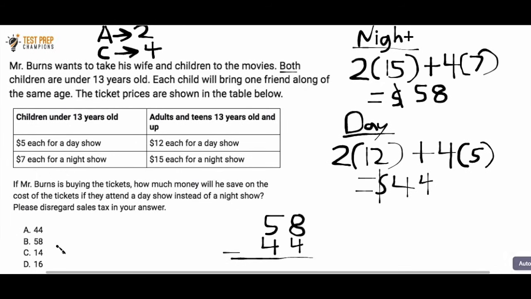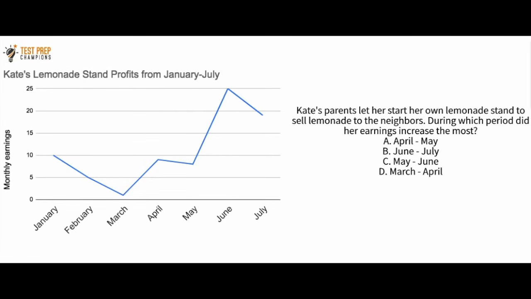And if we subtract them, we get C as our answer. Kate's parents let her start her own lemonade stand to sell lemonade to the neighbors. During which period did her earnings increase the most?